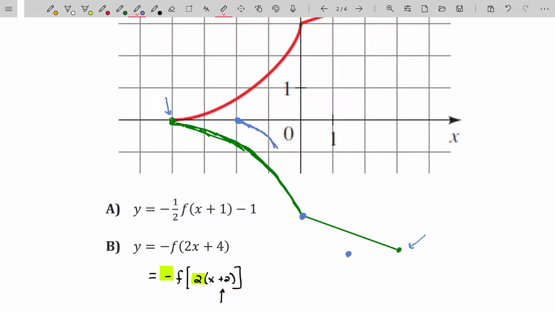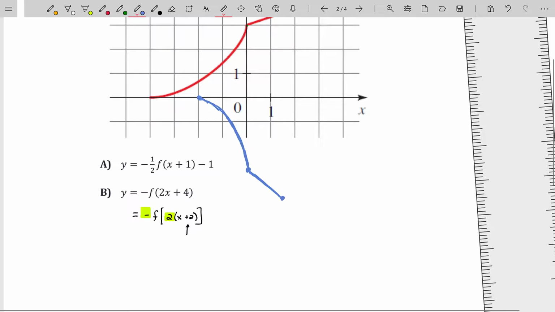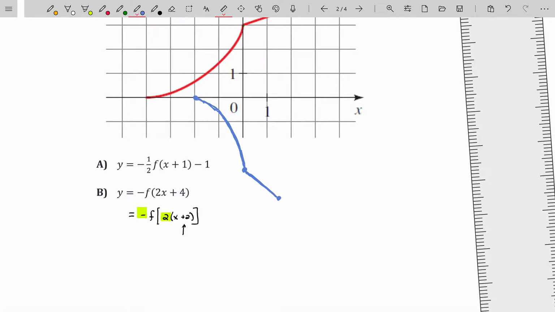It can be argued that these x values on this curve right here are a little closer to the y-axis. They approach the y-axis faster, and that is true. And that's a short enough distance I can freehand a line right there. So what you're looking at in blue is -f of 2x.